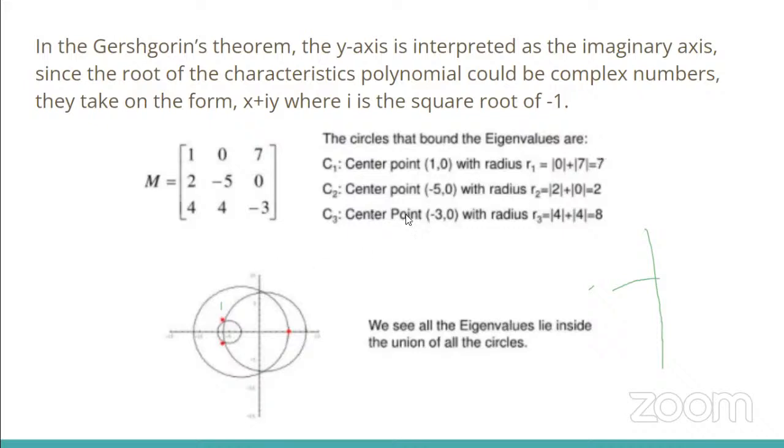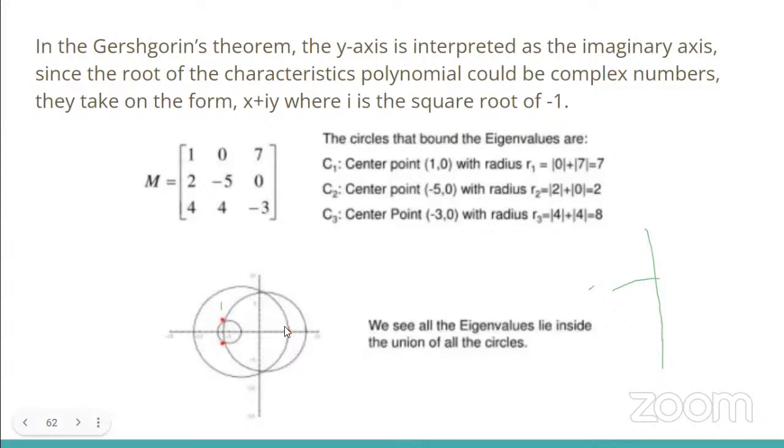In whatever case, you do the same thing and you get the radius. For this one, we take the diagonal as this, and then you get your radius as the absolute of this plus this, you get 7. The absolute of 2 and 0, you get 2. The absolute of 4 and 4, you get 8. So you just draw out the circles. You can say that we see all the eigenvalues lie in the union of all the circles.